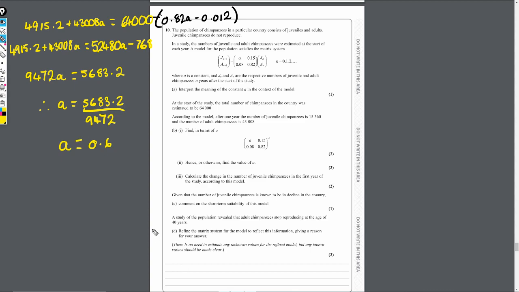So we've still got quite a bit of this question to go yet. We now have to calculate the change in the model of the number of juvenile chimpanzees in the first year of the study using this model. So this is B part 3.